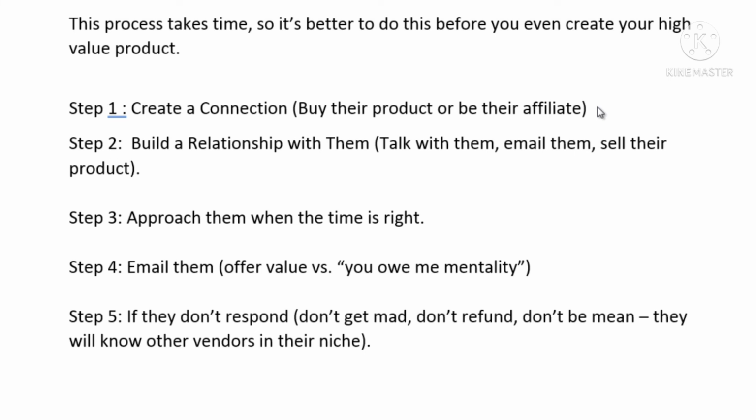So step 5, don't get mad, don't refund, don't be mean or anything, because highly likely if they're an authority in their niche, they are more likely to know other vendors. So if you get mad at them, they're going to tell their friends, or it might just come up in conversation. And if that's the case, then it's going to be hard to break into that niche. Does that make sense?